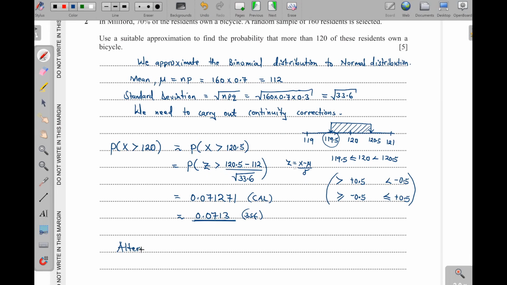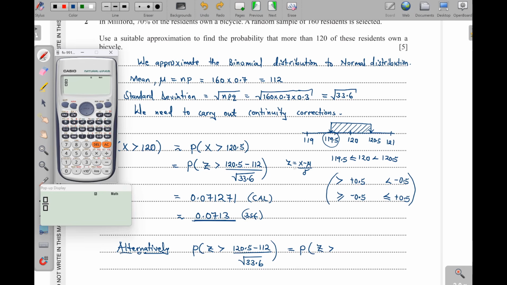Alternatively, we are going to use a table. So this probability of Z greater than 120.5 minus 112 out of the square root of 33.6. This one is going to be equal to probability of Z, then greater than. I'm going to put 3 decimal places there. 120.5 minus 112. Then we divide by the square root of 33.6. That is 1.466.